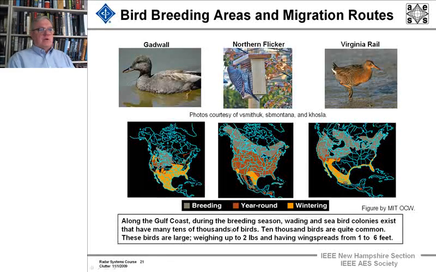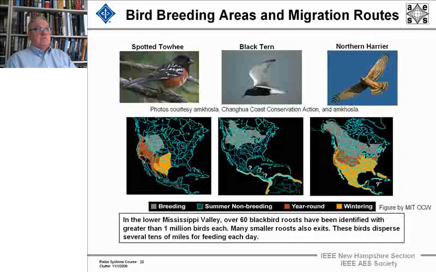Along the Gulf Coast during the breeding season, wading and seabird colonies exist that have many tens of thousands of birds within the colony. 10,000 birds are quite common. And these birds are large, they weigh up to 2 pounds, and have wing spreads of 1 to 6 feet. So just imagine 2 pounds of salt water flying around in tens of thousands. And that's just in the Gulf Coast.